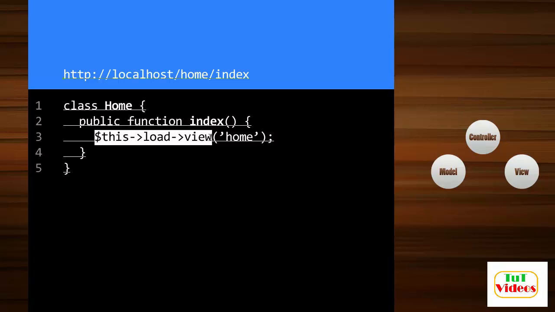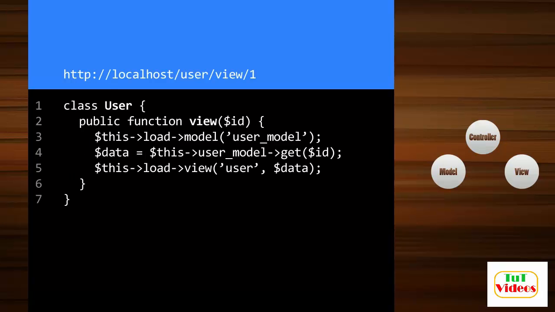And this is the actual code to load a view in CodeIgniter. This load view, and then the name of the view. In this case, it's home. And that's pretty simple. And for the third and final example, this one's with a parameter and a model. Might look a little scary at first, but let's break it down.